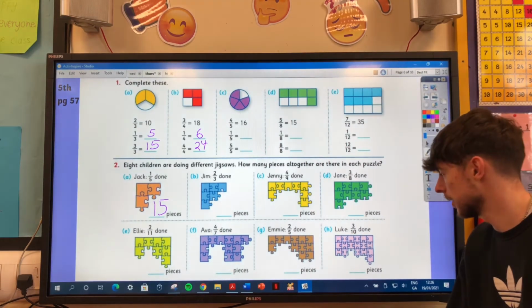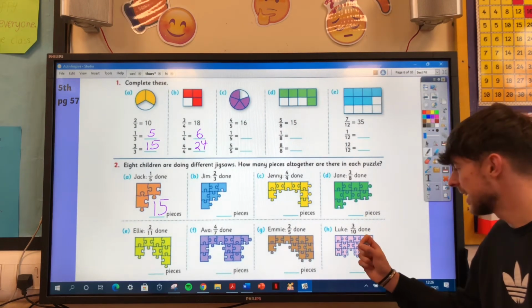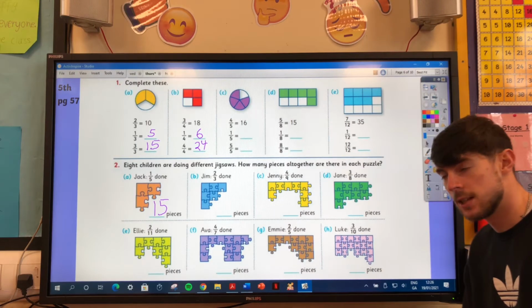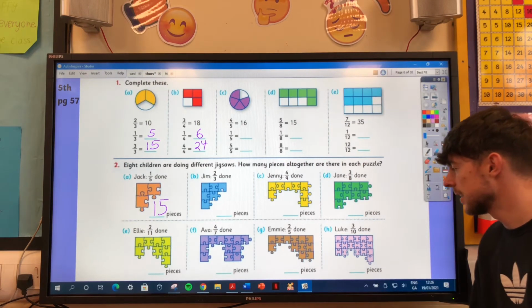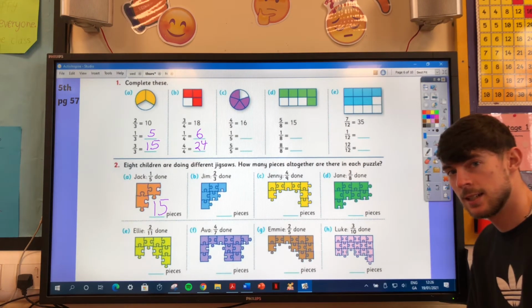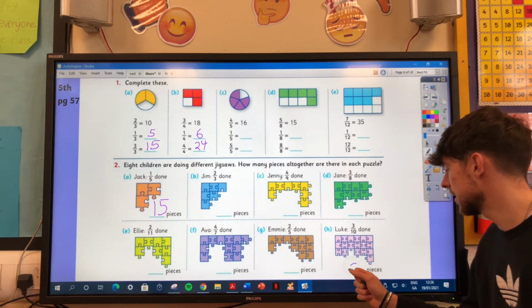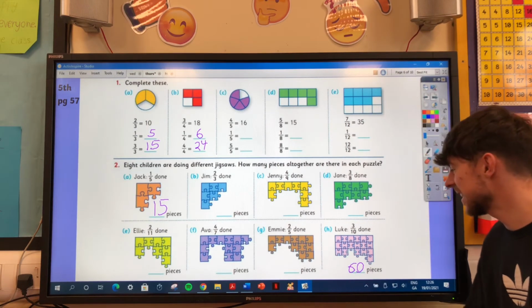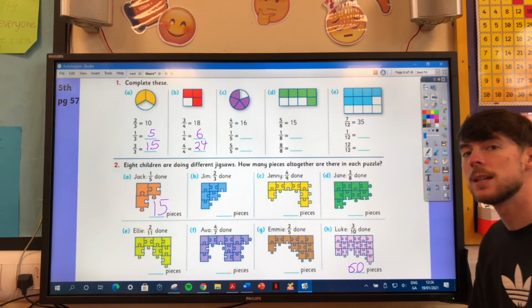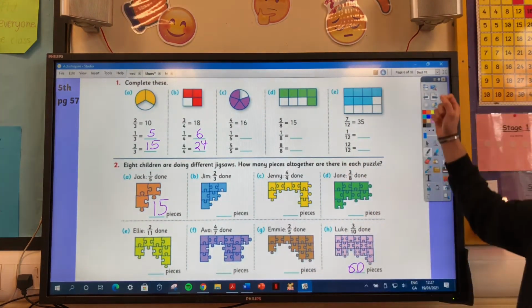So the whole thing. So 18, so we divide by the top, multiply by the bottom. 18 divided by 3 is 6, okay? And 6 multiplied by 10 is, what is it? 60, alright? So there's 60 all together. Okay, so he has 3/10 done, he has 18 pieces down, but there's 60 pieces all together in the whole puzzle. Right? These should be very easy for you, you should get these no bother.